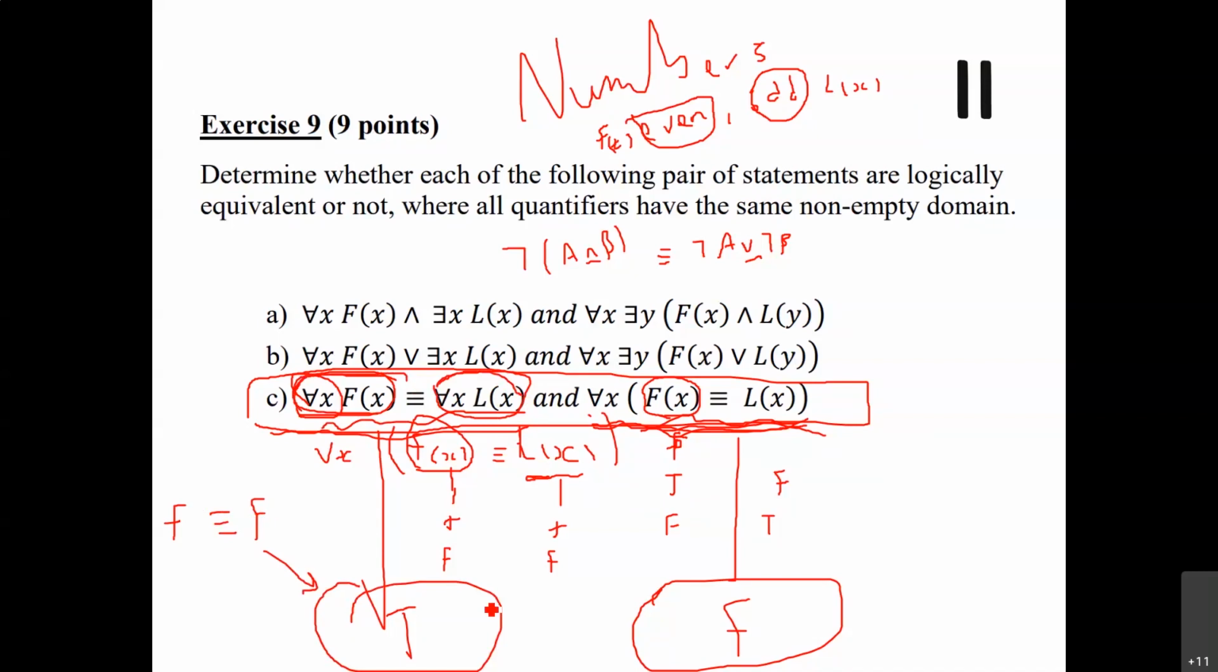You could have made another example which makes the left side false and the right side true. That's also fine.